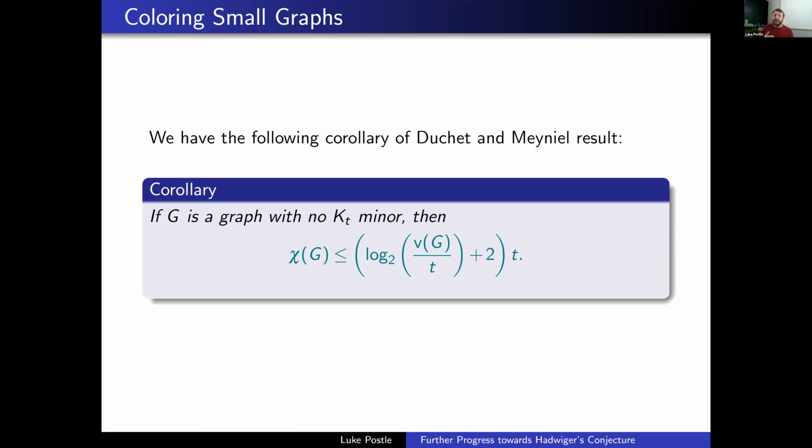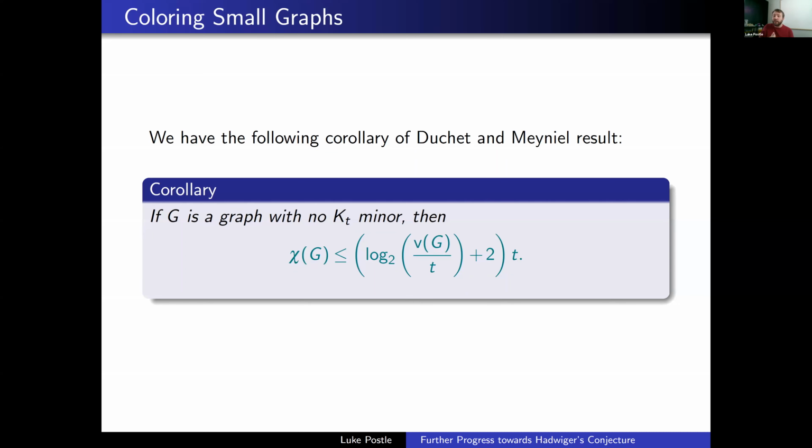And why? It's just a corollary of the Duchet and Meyniel result from earlier. So how do you do this? There's a large independent set on at least 1 over 2T colors, remove it. There's another large one, remove it. Keep doing this, and it turns out if you had T root log T, you'd end up with T log T colors.